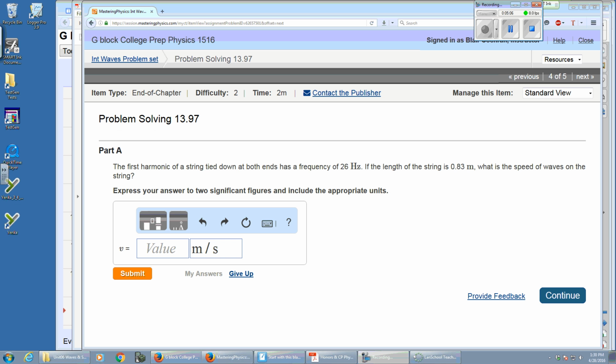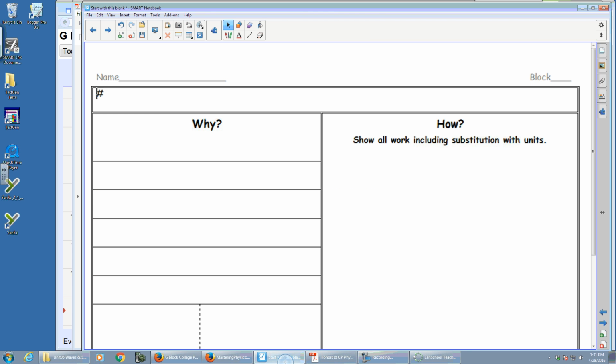All right, the next one that was requested was 13.97. And again, I think this is one where we all have the same numbers, so I'm going to let you do the math so that you don't get that robbed from you. But it says the first harmonic of a string tied down at both ends. Oh, if it's tied down at both ends, what must be at either end? A node. And therefore, since it's at the first harmonic, it's a standing wave. Oh, wait, this seems a little familiar. Oh, it's kind of like the last one we did, but slightly different.